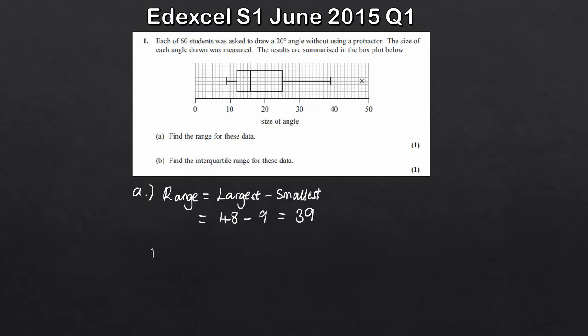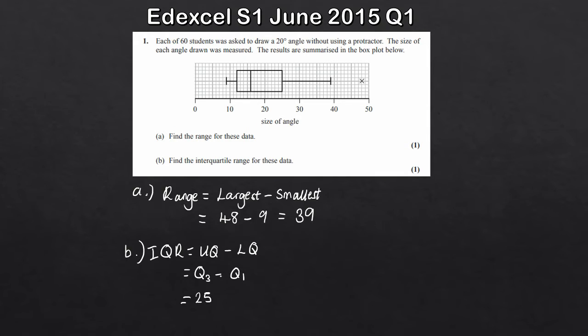The IQR for part B here. Remember the interquartile range, the fact that we've got the word range again, just gives you a bit of a clue. Remember, interquartile range is the upper quartile, so Q3, minus the lower quartile, Q1. Which, if we work this out using the box plot sketch for us, that would be 25 there.